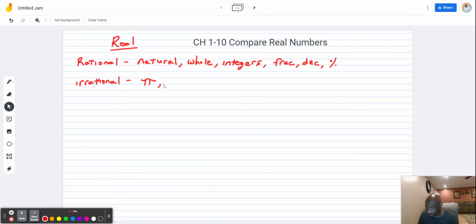Also, square root of 3. Square root of 3 is a non-perfect square. The square root of 4, I'm going to put that up here. The square root of 4 is rational because that equals 2, okay, which is rational. But the square root of 3 is a number that never ends and never repeats when you put it in your calculator. So all non-perfect squares are irrational because they never end and they never repeat, just like pi.